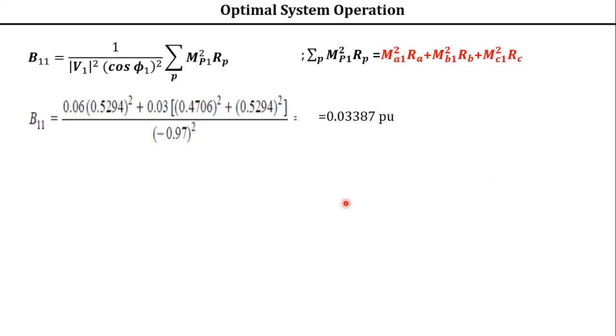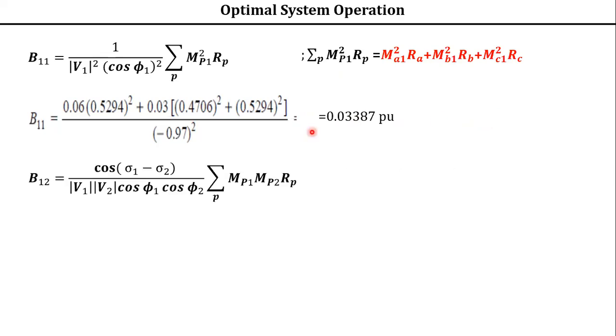Understood? Now they also asked for the loss coefficients in per unit as well as reciprocal of megawatt. Reciprocal of megawatt means megawatt inverse. How to get megawatt inverse? Just divide this per unit value by the base MVA. What is the base MVA given? 100 MVA. You will get the value in megawatt inverse. I have given that at the end. I will show it to you.